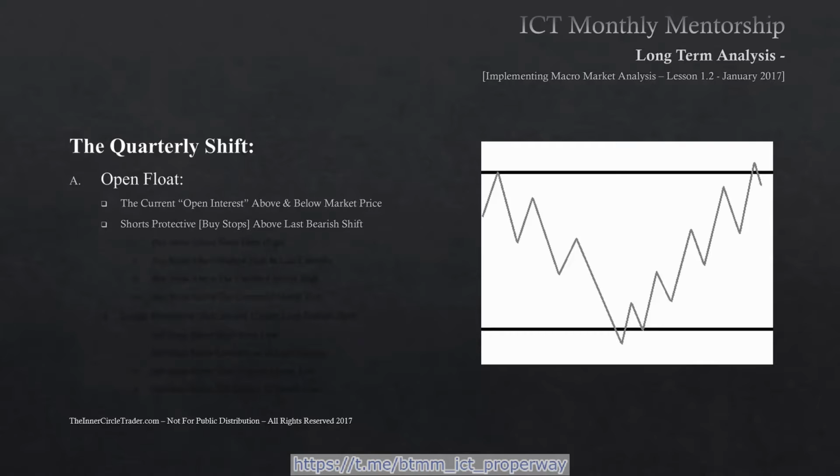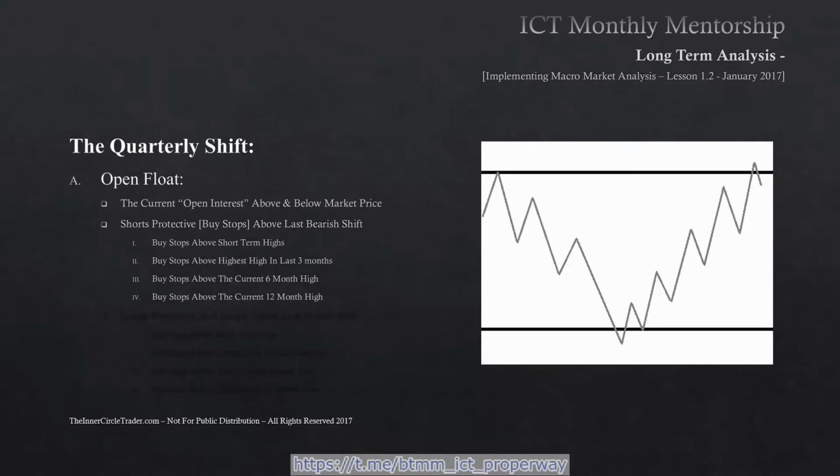Okay, when open float is used to determine buy-side liquidity, shorts use protective buy stops above the last bearish shift. Buy stops above short-term highs, that could be in the form of a weekly high or a monthly high. Buy stops above the highest high in the last 3 months. Buy stops above the current 6-month high. And buy stops above the current 12-month high.